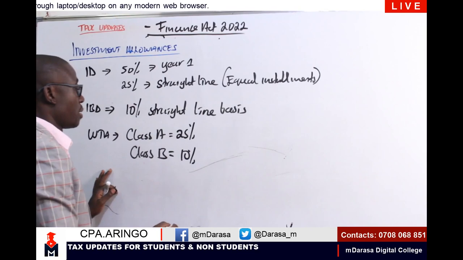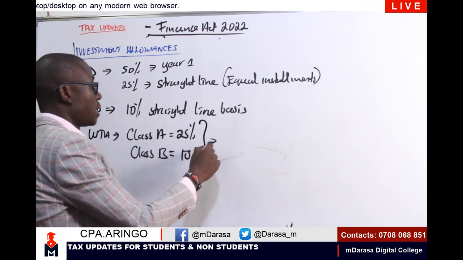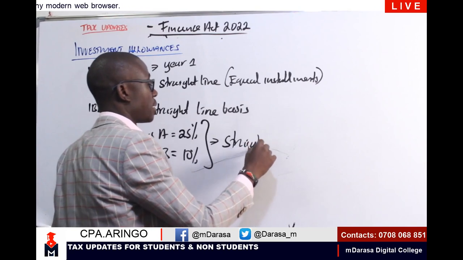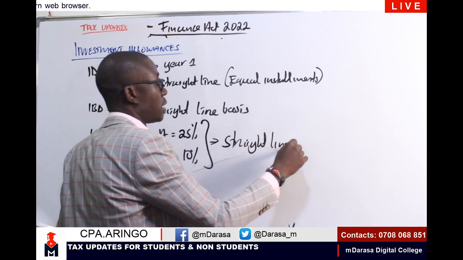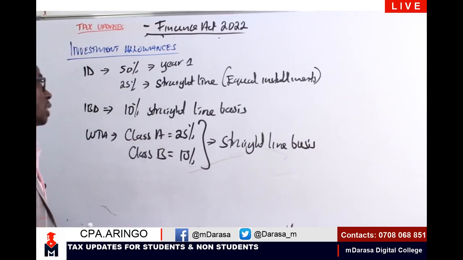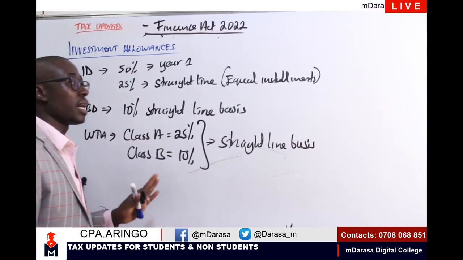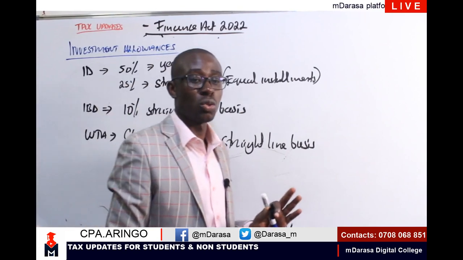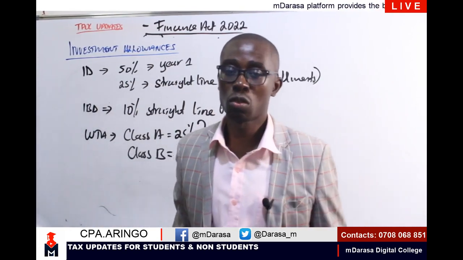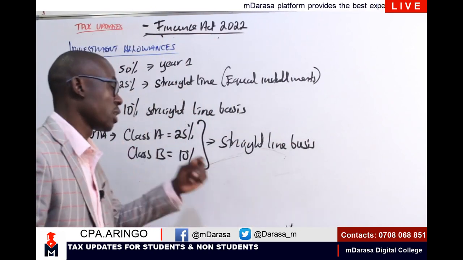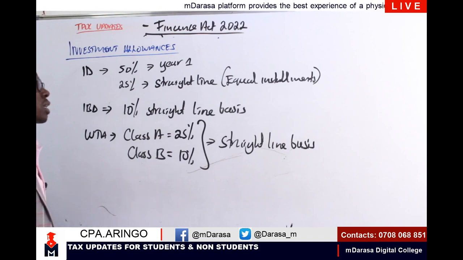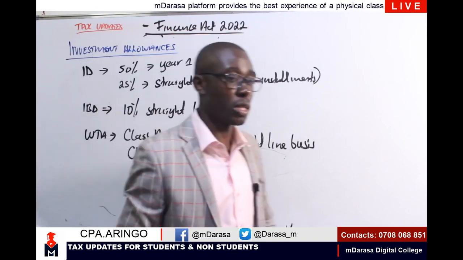And in this case, remember, all of these, again, are not on reducing balance, but on a straight line basis. That is to say, we are talking of equal installments. So these are some of the key items in our second schedule, which you must be very keen with. In our next session, I'll be doing a full question in relation to WTA for the purpose of the students who are doing exams, so that they are always updated.